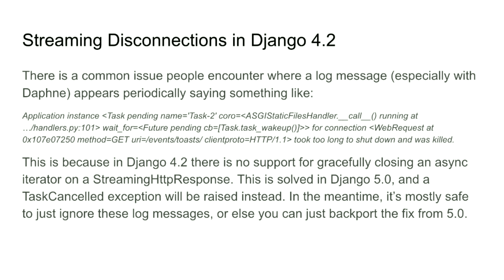So in Django 5.0, they've added support for task cancelled exceptions. So instead of the ASGI server just timing out and spamming you with all of these errors every time there's a disconnection, it will actually give you an opportunity to clean up the connection and close things down cleanly. So that's very nice.